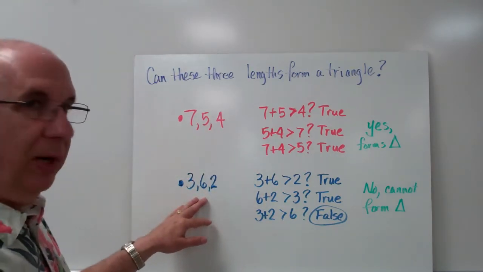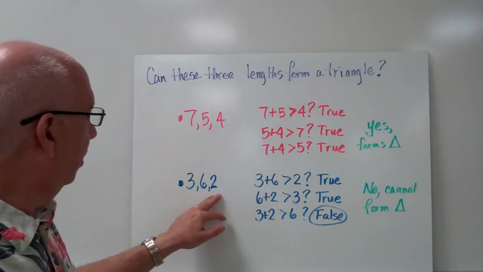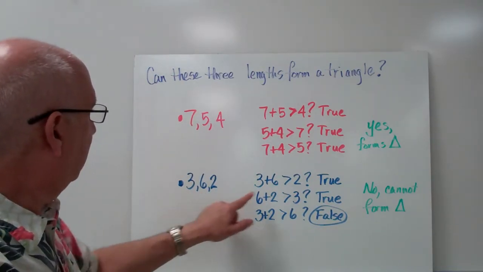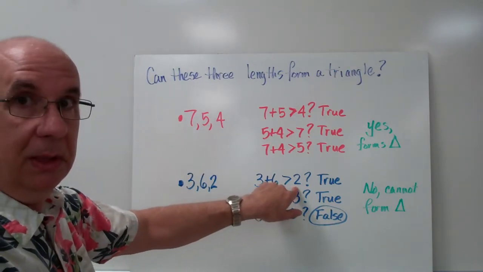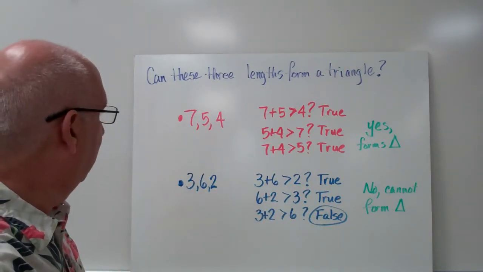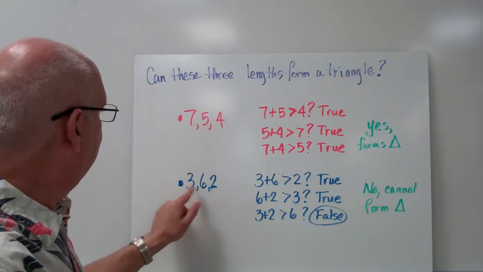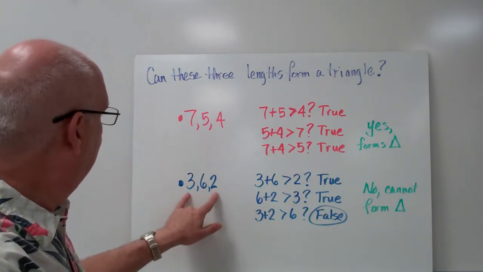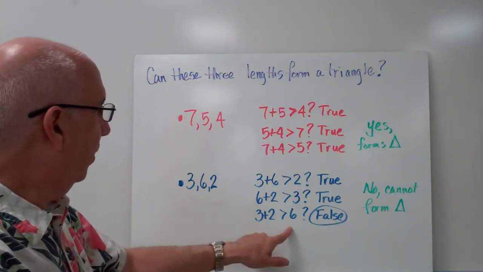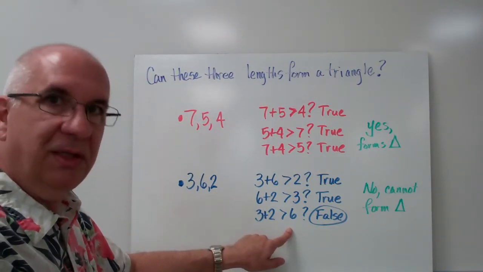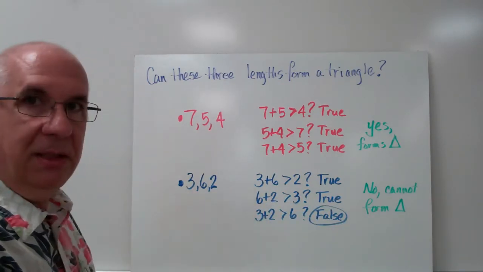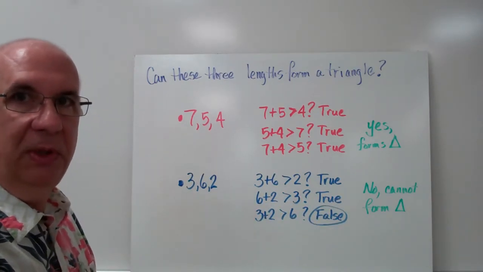If I've got possible lengths of 3, 6, and 2, I do the same thing again. 3 plus 6 is greater than 2. Yes, that's a true statement. 6 plus 2 is greater than 3. Another true statement. 3 plus 2, is that greater than 6? Well, no, that's a false statement. Therefore, these three lengths cannot form a triangle.